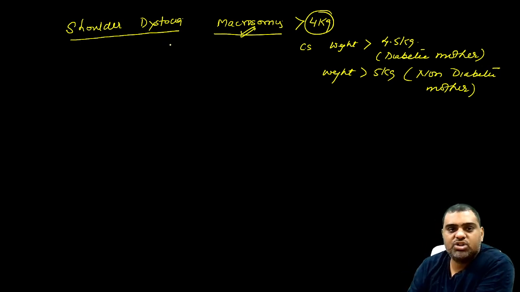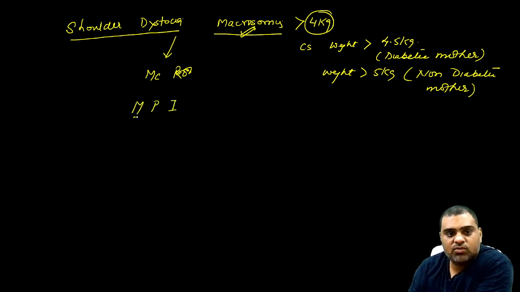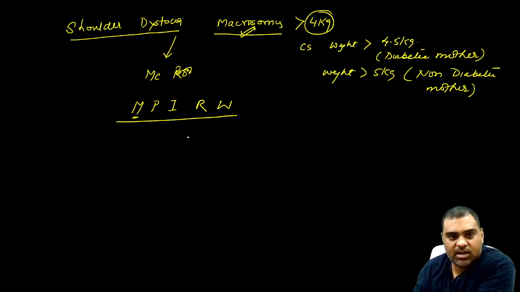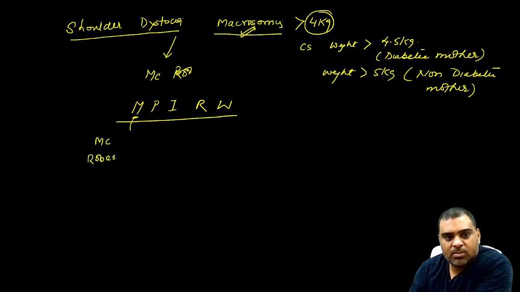Now in shoulder dystocia, what is the first thing that you will do? The first thing that you will do is McRoberts. So I will tell you, write Madhya Pradesh in India. Just invert M and write it like W, and P is like R. So please remember this, MPIRW. First thing is McRoberts maneuver.